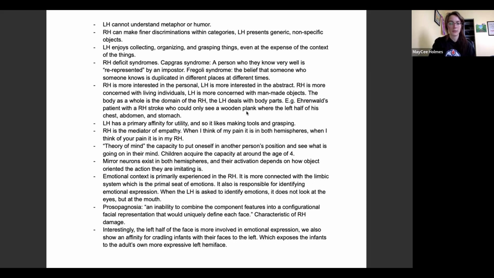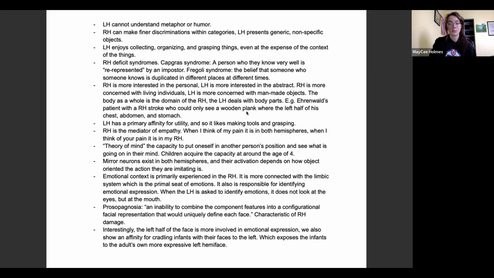The right hemisphere is the mediator of empathy. When I think of my pain, it is in both hemispheres. When I think of your pain, it is in my right hemisphere. Theory of mind is the capacity to put oneself in another person's position and see what is going on in their mind. Children acquire the capacity at around the age of 4.